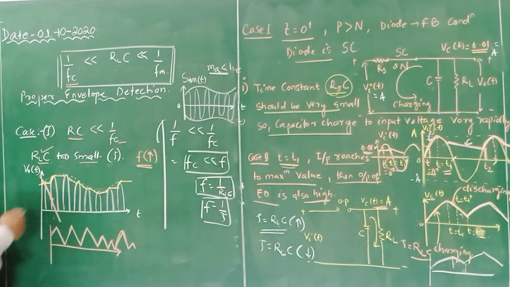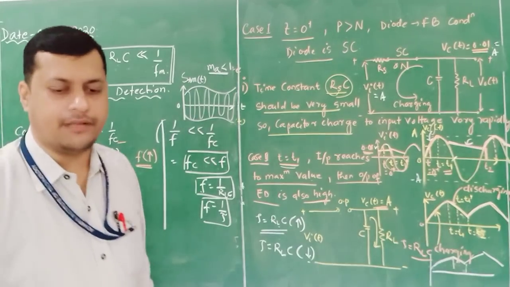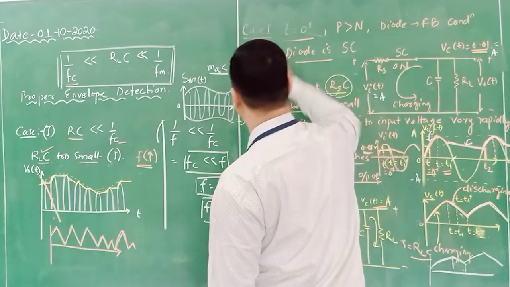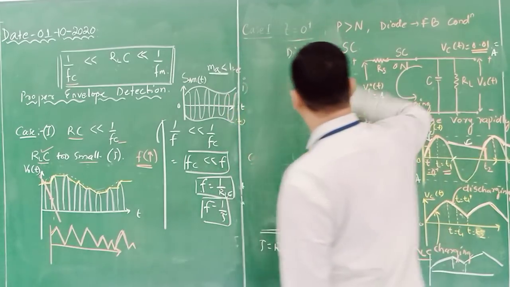So this is the case we identify if RC is too small. Similarly, we will see the second case, if RC is too high.